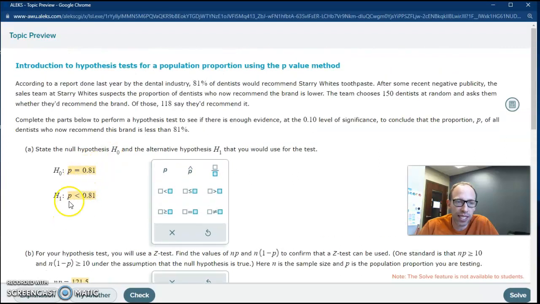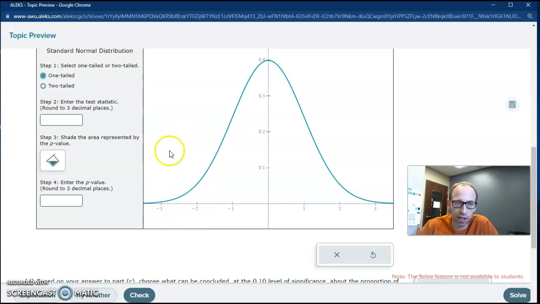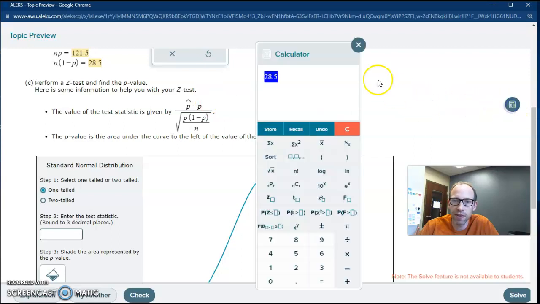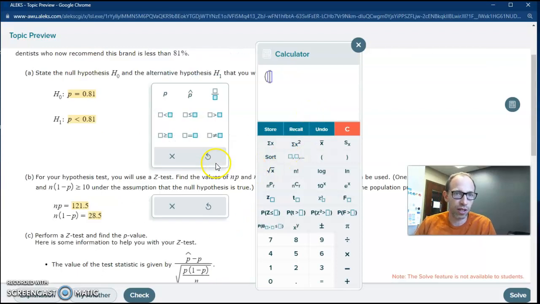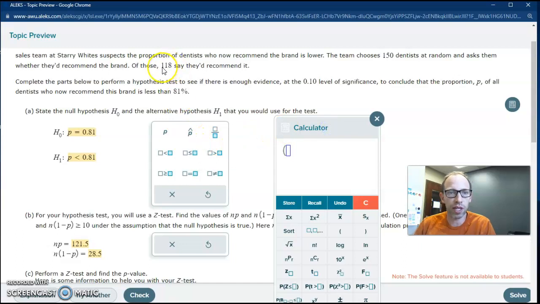Remember, we said less than. That's a one-tailed direction. We're only going to be able to reject the null down here somewhere. Our test statistic is based on this formula right here. Our sample proportion was, did we ever calculate that? Maybe we didn't. 118 out of 150 is 0.787. That's our sample proportion.